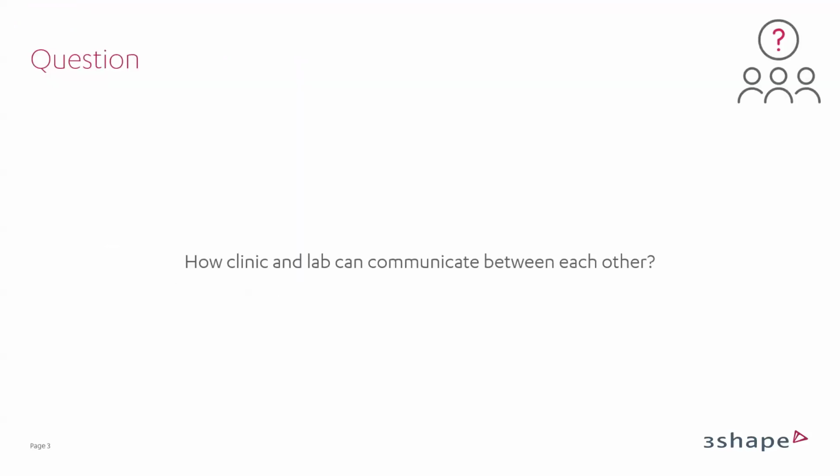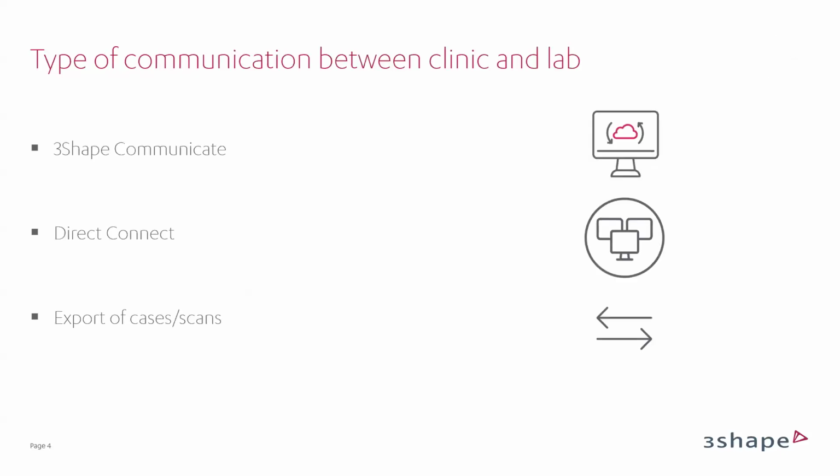So, okay, let's start. The first question is how our clinics and labs can communicate with each other. We have three main types of communication between clinics and labs. The first one is 3Shape Communicate. The second one is the Direct Connect connection type. And the third one is the export of cases and scans option.